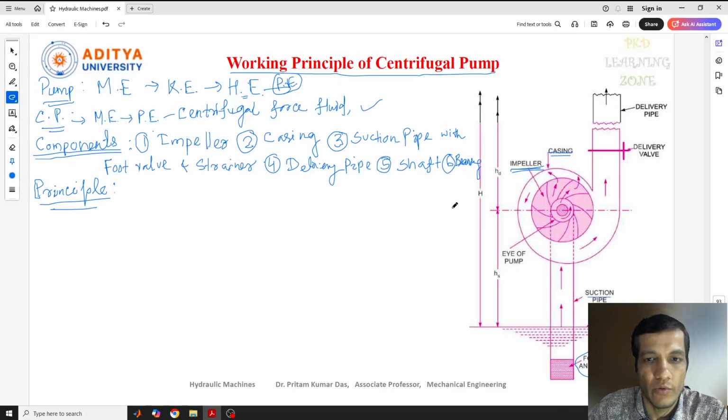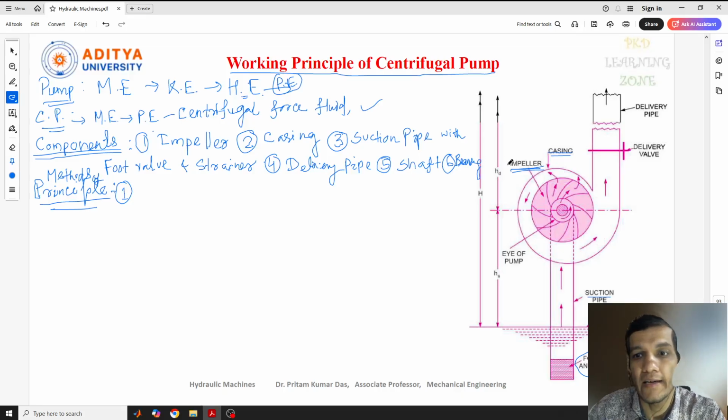Okay, so first one, what is the method? Here we can write working principle, or methods of principle we can also say. So first, what we need to do, before running the pump, we need to do the priming. Priming is most important, before running the centrifugal pump.